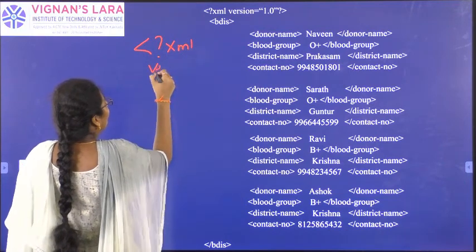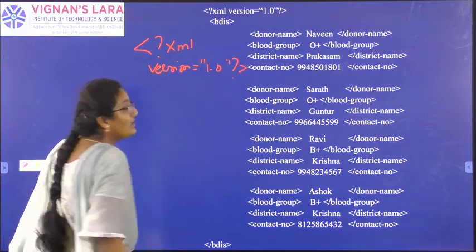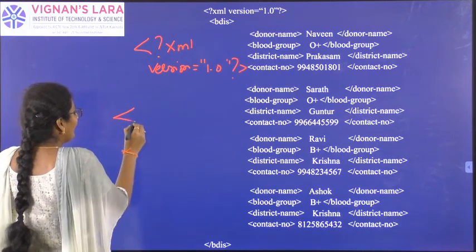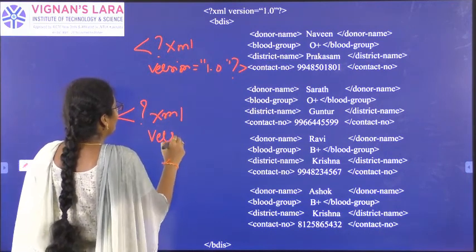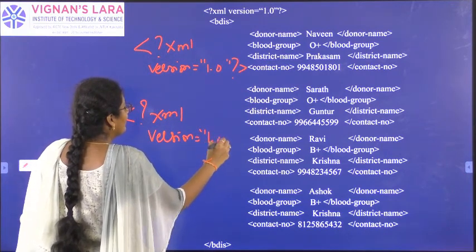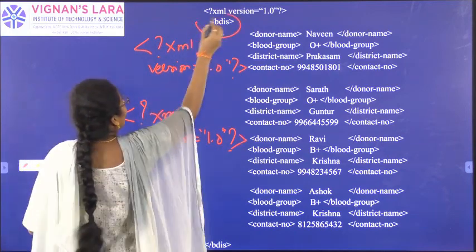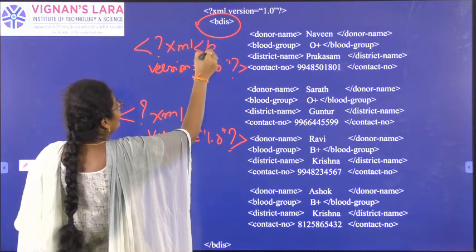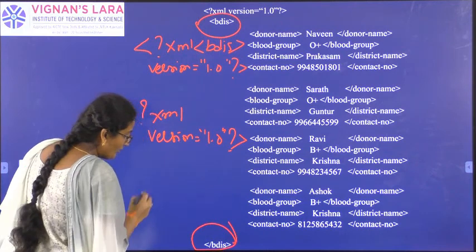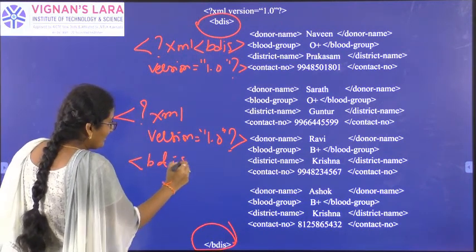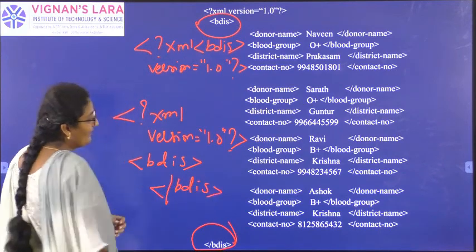XML version 1.0 we are using. So I have mentioned that in the quotations. So what are the tags? Braces with question mark, XML version 1.0, question mark and closing bracket. Then I am talking about BDIS, Blood Donors Information System. So I have created the BDIS tag. While I have created a tag, I should have the ending tag also. So BDIS is the opening root element tag. BDIS is the closing root element tag.